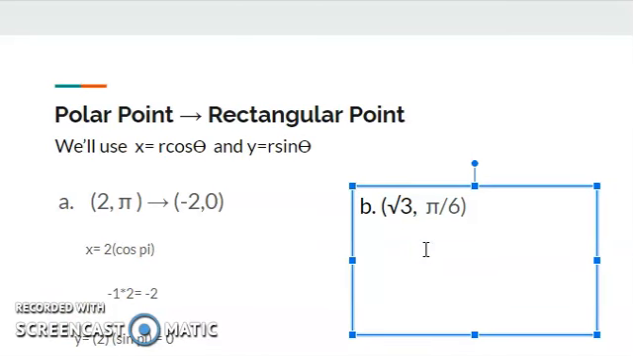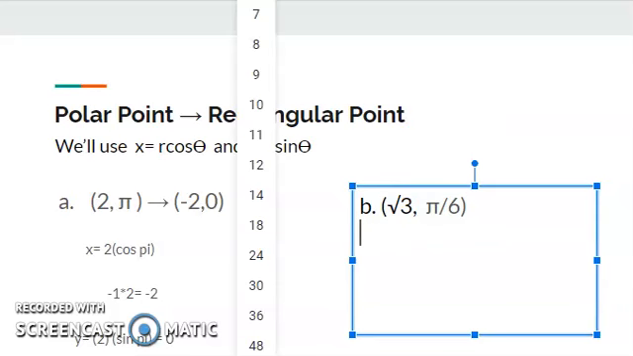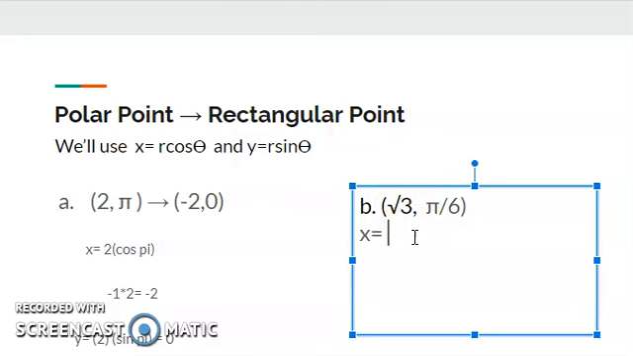Let's do another example. So x equals r cosine theta. So our r is square root of 3, and we multiply that by the cosine of theta, which is pi over 6. And if we use our unit circle, cosine of pi over 6 equals square root of 3 over 2. So square root of 3 over 2 times the square root of 3.